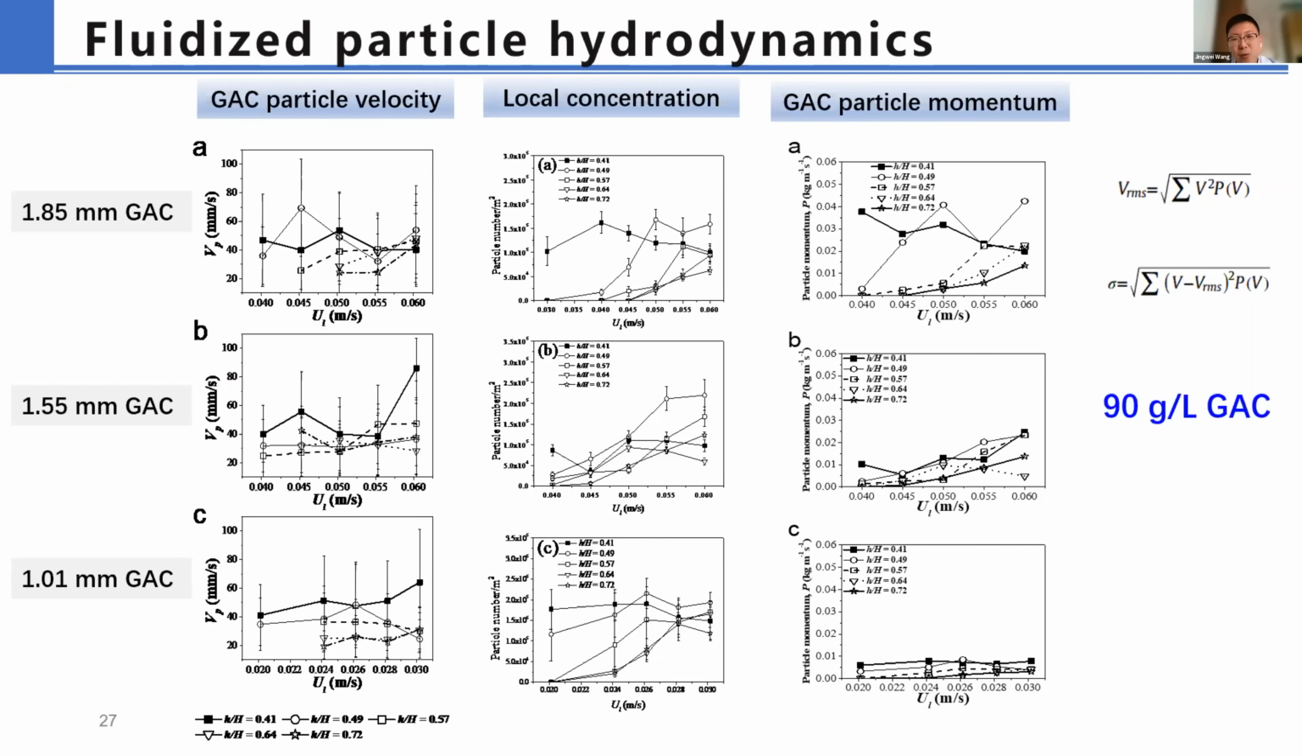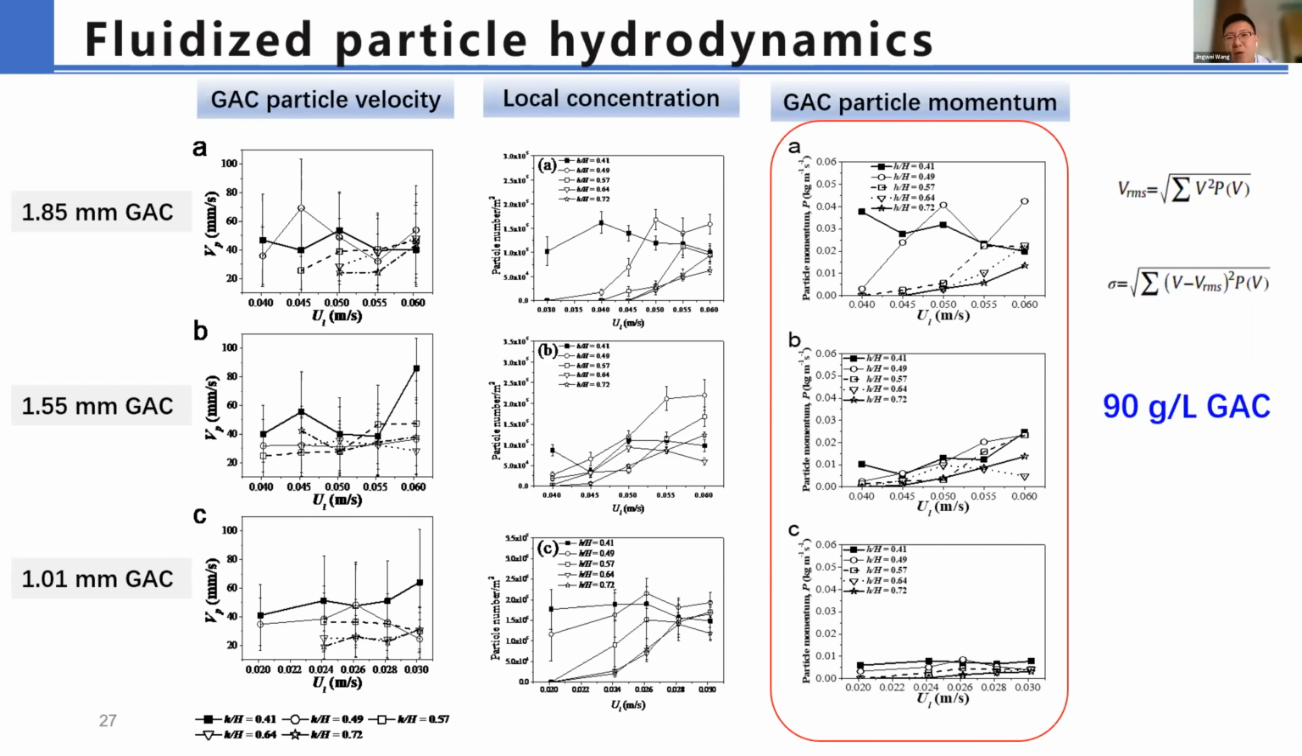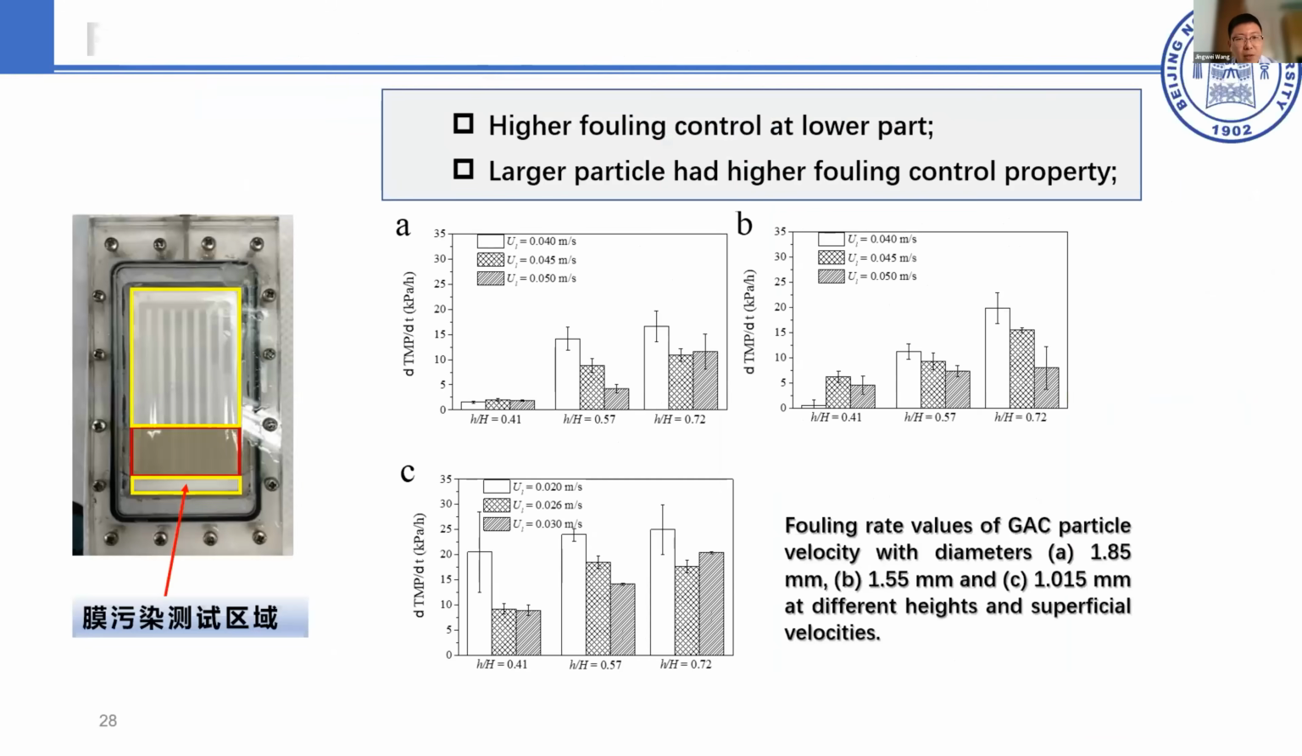It's very interesting to analyze the particle momentum because we know fluidization is the phenomenon of momentum transfer from the liquid to the solid. So we can see from the results very clearly that the larger particles achieve very high particle momentum compared to the smaller one. We also do the fouling test at different parts of the membrane. As mentioned previously, the lower part had a broader distribution, meaning higher particle velocity. And the fouling test also showed that the lower part had a higher fouling mitigation performance.